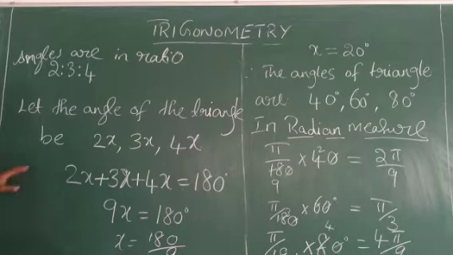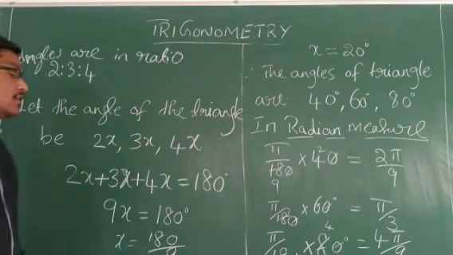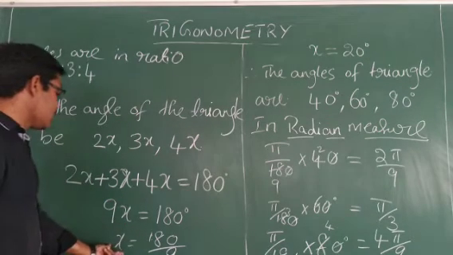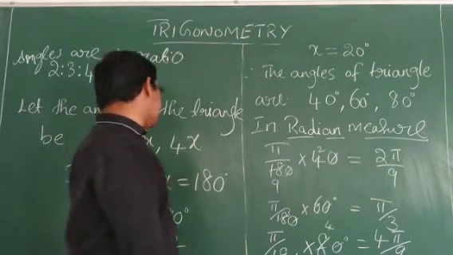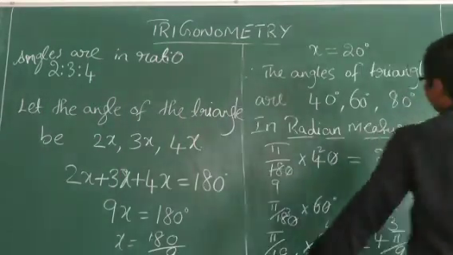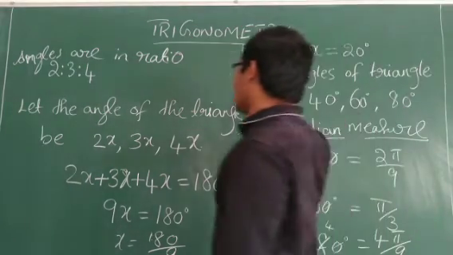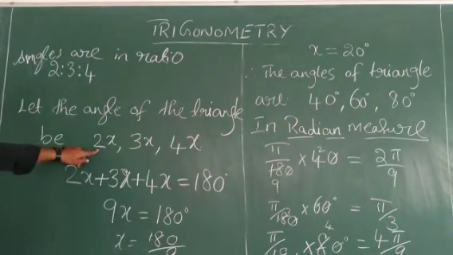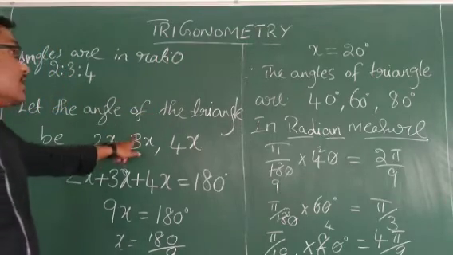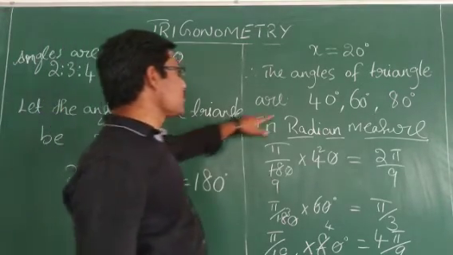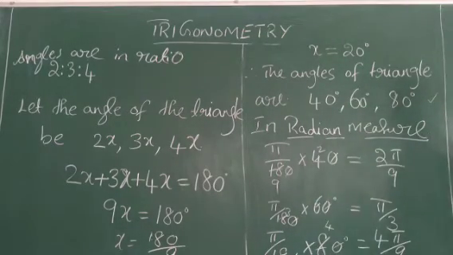Then we know the sum of angles in a triangle is equal to 180. So add this, we get 9x, then x is equal to 180 by 9. Then cancel this, we get x equal to 20. If x is equal to 20, then the angles of the triangle, if we substitute here, we get 2 into 20, 40, 3 into 20, 60, 4 into 20, 80 degrees. So these are the angles in degrees.